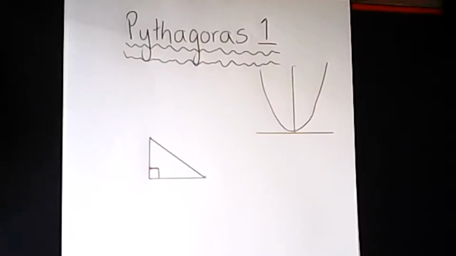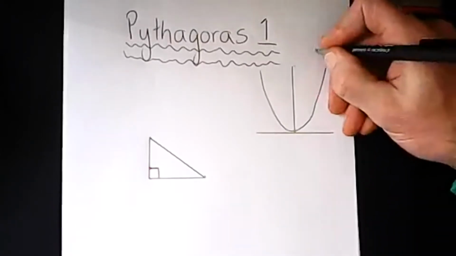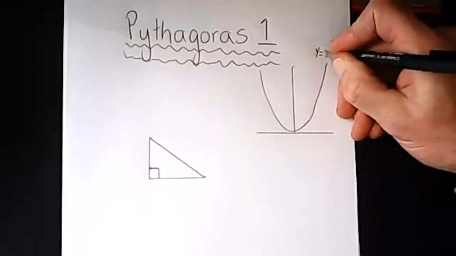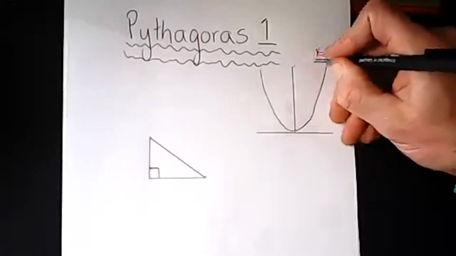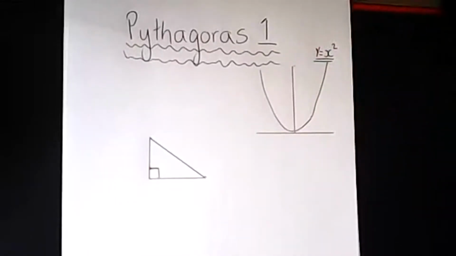So I want you to think about the curve of that one. What would the name of that graph be? Okay, so that graph would be y equals x squared. So that's just a little bit of a sidetrack because of the tune we've got this morning.